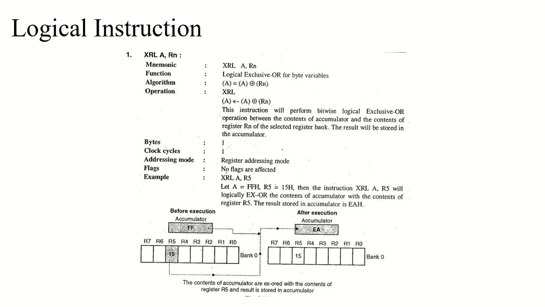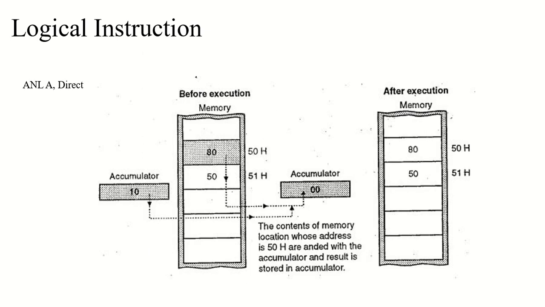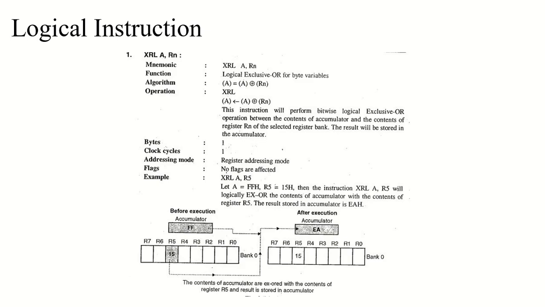Now let's see the instruction XRL A comma RN, because previously we saw A comma direct and direct comma hashtag data. This time we will see register addressing mode. So XRL A comma RN is used for the logical exclusive OR, logical XOR operation. The instruction will perform a bitwise logical XOR operation between the content of the accumulator and the content of the register RN of the selected register bank.